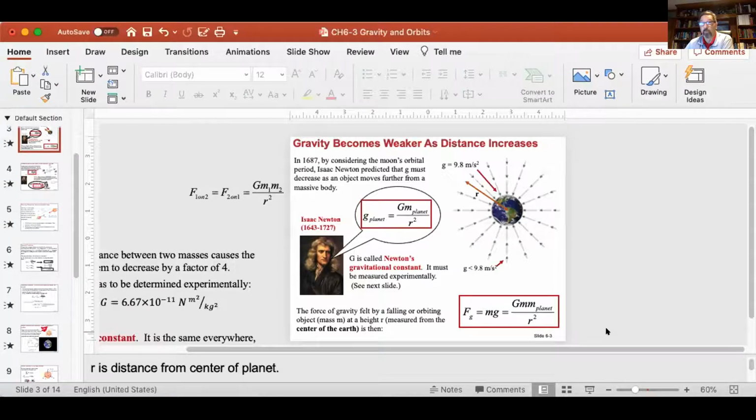And so if you want to get 9.8 out of that, you put in the right constant, 6.67 times 10 to the minus 11 Newton meters squared per kilogram squared. You look up the mass of the Earth, you put that in for the mass of the planet, you divide through by the radius of the Earth and you square it, and sure enough, out pops 9.8 meters per second squared. And you'll get a chance to do that here in a moment on the worksheet.